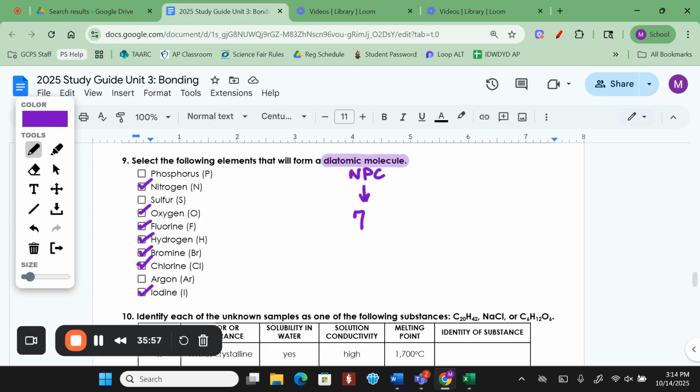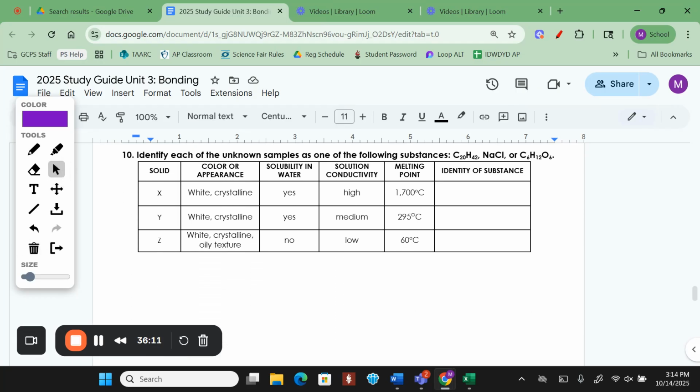This is something that you just have to memorize. A, which are diatomic molecules, and B, what does that mean as far as type of chemical bond? Question 10. On the midterm, you were challenged to look at a data table of a substance and determine what type of bond that substance was exhibiting: ionic, covalent, metallic. You're going to be asked to do that on the test as well.